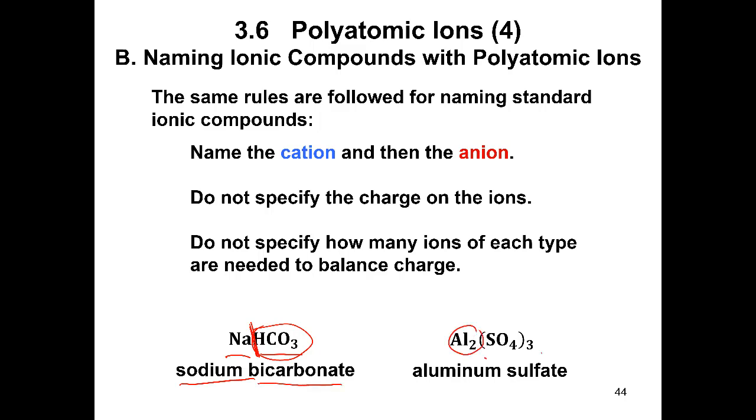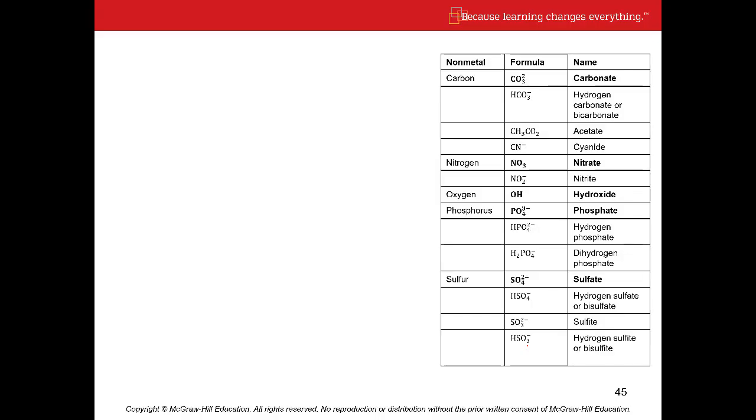Aluminum sulfate. You don't have to tell me how many sulfates because they can only go together one way because of their charges. So don't do that, because that's where a lot of people will mess up. Remember, I'm going to give you the chart. You're going to be able to print that out for yourself. It tells you how to name it, and so then you just have to worry about what your metal is.